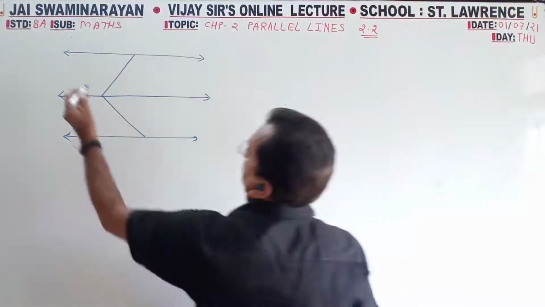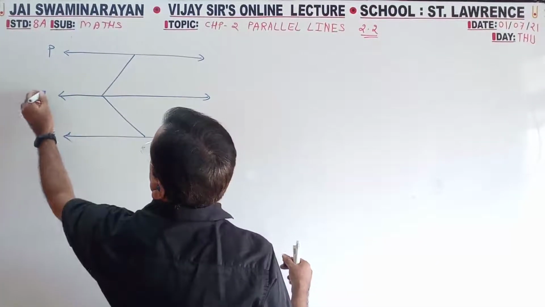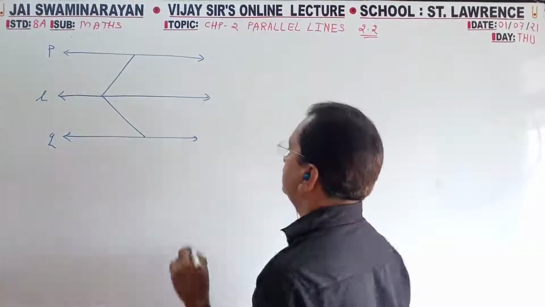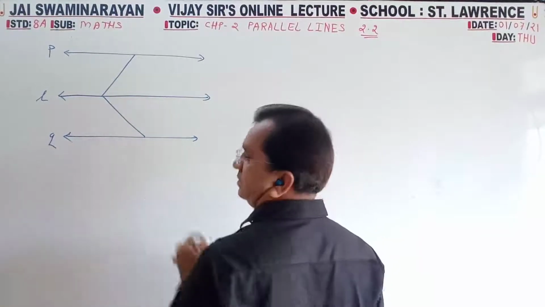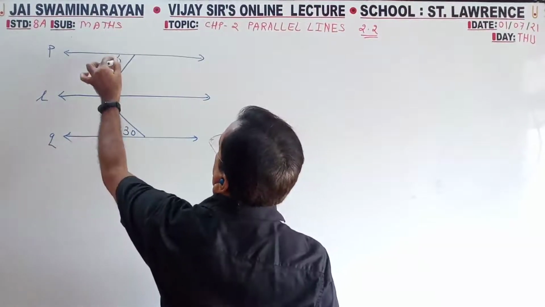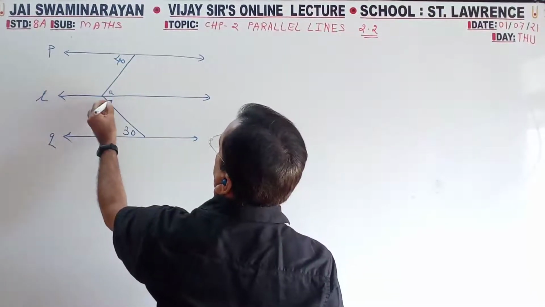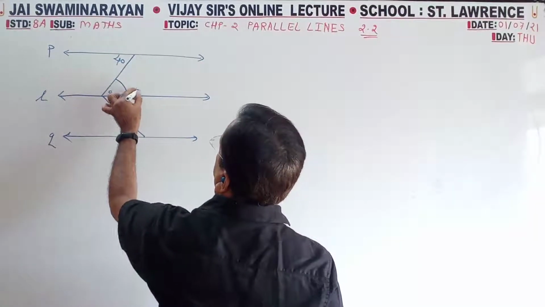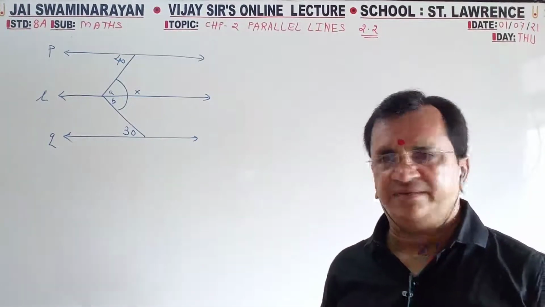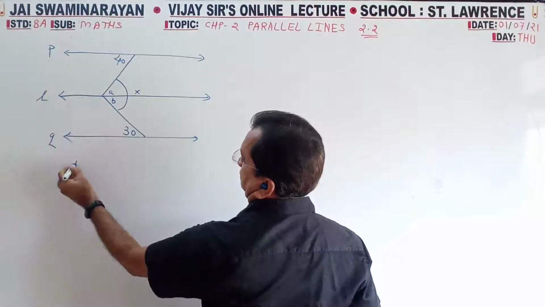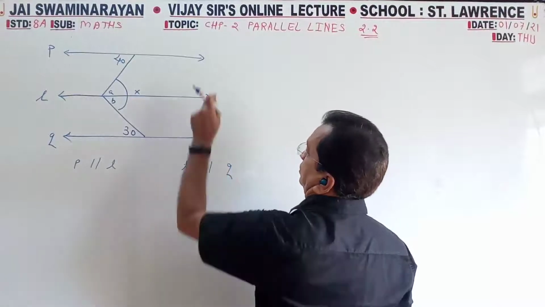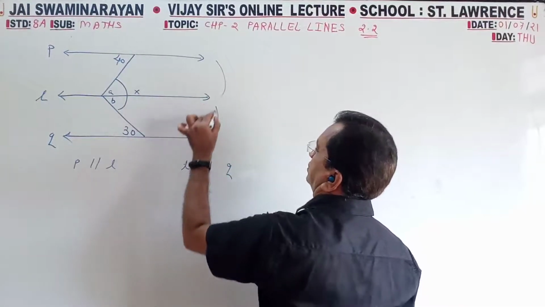PQL. This line is P, this line is Q, this line is L. 40, 30. This is A, this is B, and total is X. See, very systematic, stepwise I will write. 2 steps. Line P parallel to line L. Line L parallel to line Q. This parallel to this, and this parallel to this.